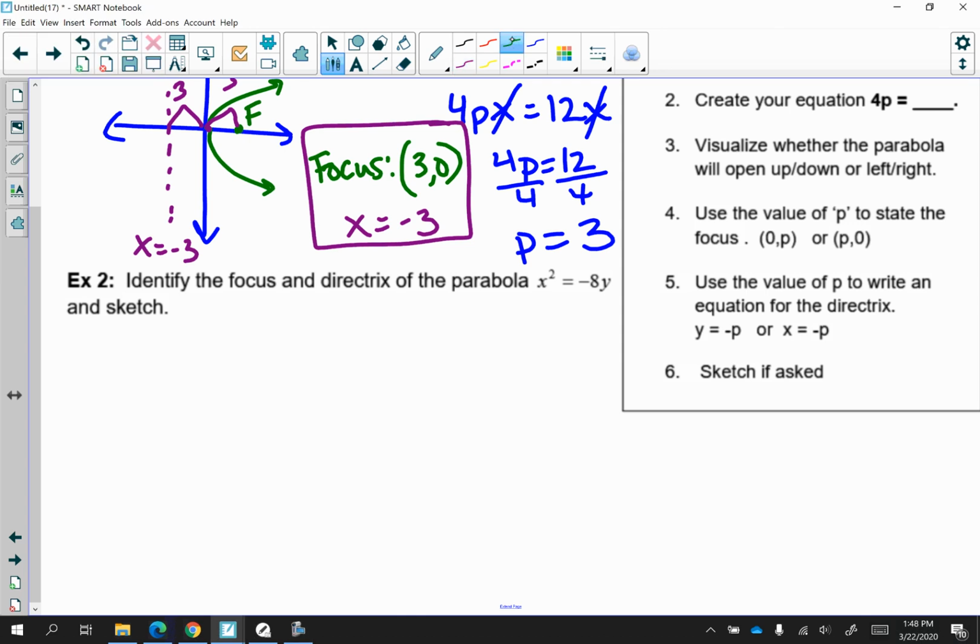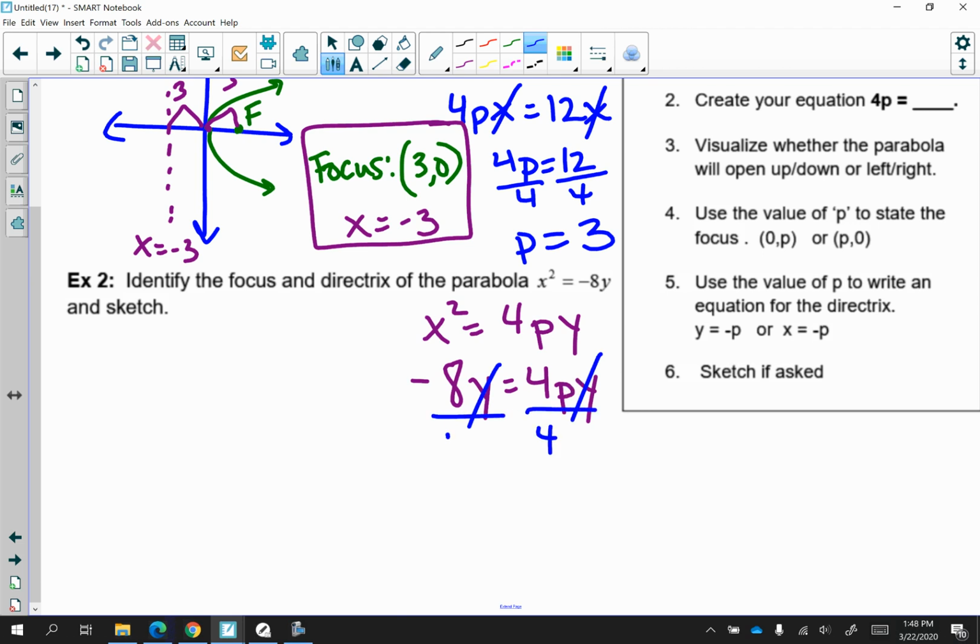In example 2, it says identify the focus and the directrix of the parabola x squared is equal to negative 8y. It's x squared, so it either opens up or down. X squared is equal to 4py, so negative 8y is equal to 4py. Get rid of the y's because they're on both sides. Divide by 4, divide by 4. So negative 2 is equal to p.